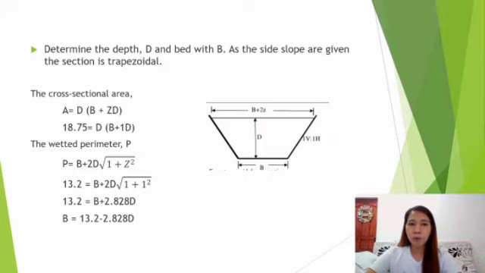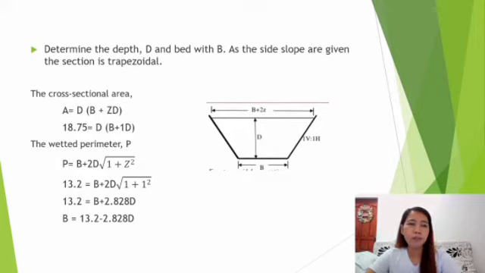Now, for the depth D and the value of B, since there is a side slope given, the section is trapezoidal. We already have an equation for the cross-sectional area and wetted perimeter for a trapezoidal section. For that formula, we just need to substitute the area and the Z from the side slope, and for the wetted perimeter P, we substitute P and Z as well. So we have two equations.